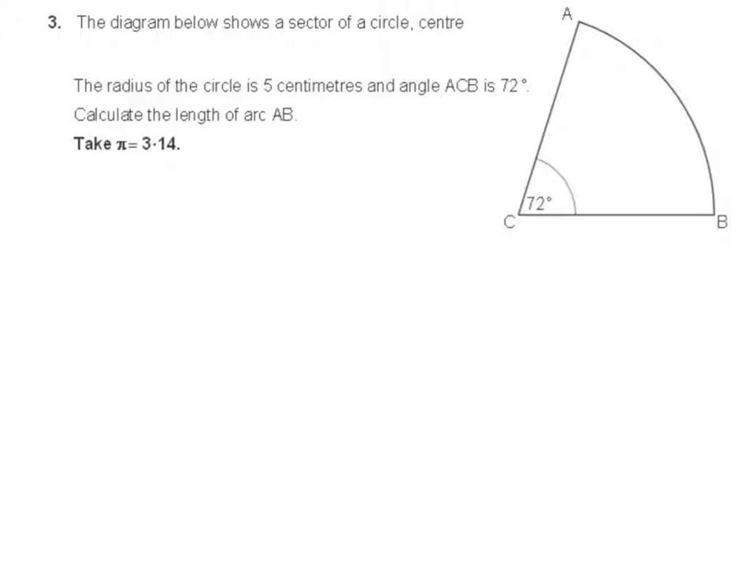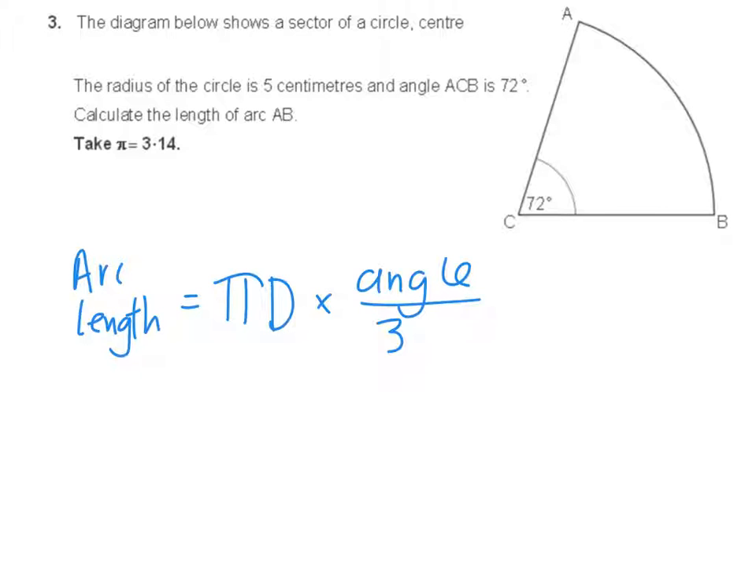Now normally we would associate these arc length questions with the calculator paper. So the fact that it's in the non-calculator paper means that hopefully the numbers we're going to deal with will be straightforward. Now we have a formula to use for arc length, and that is arc length equals pi times the diameter, since we're talking about part of the circumference, multiplied by the angle over a full circle, which is 360 degrees.